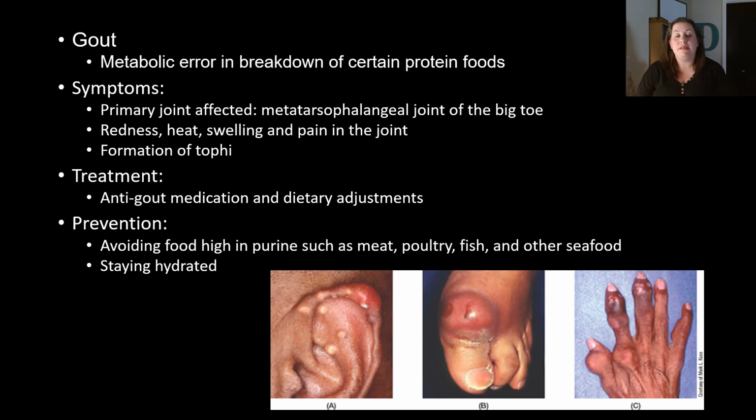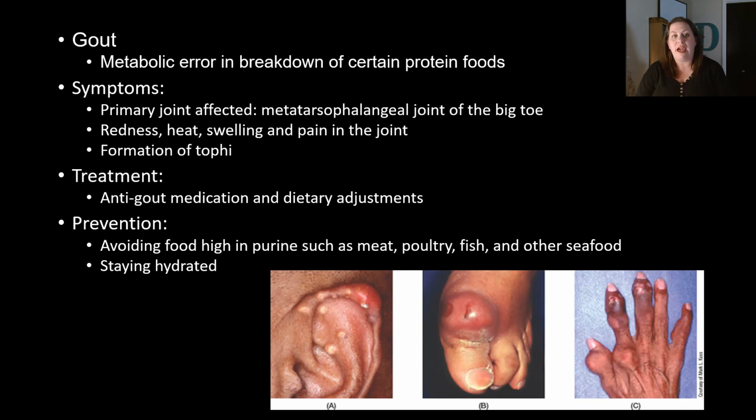So what kind of symptoms happen in these joints? Well, you can see them in the picture here. They start to have redness, heat, and swelling, as well as pain. And this is due to the inflammation. Those are the cardinal signs of inflammation. But we also do see that a formation of something called a tophus can occur. And this is going to be where it's a very large projection on the joint.